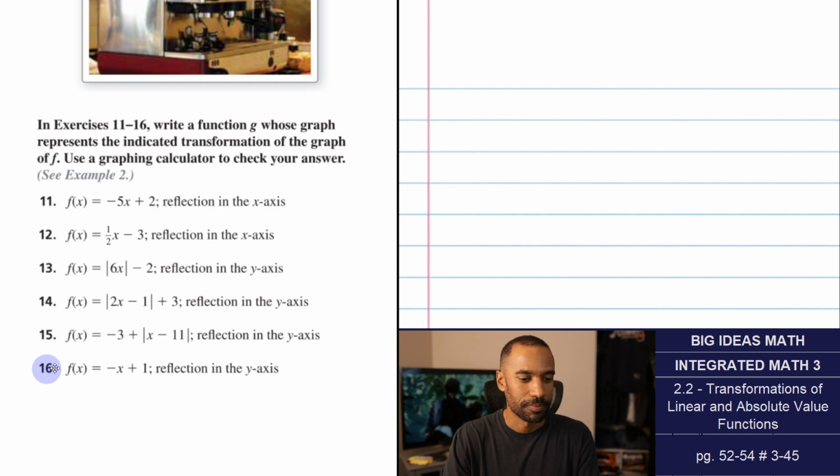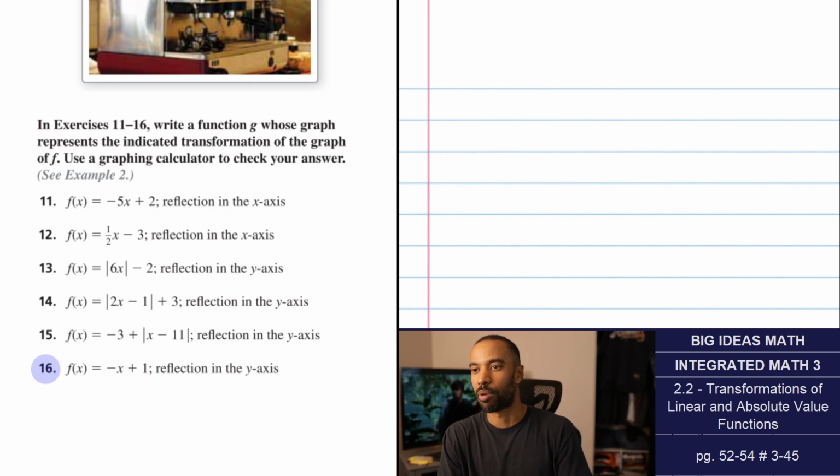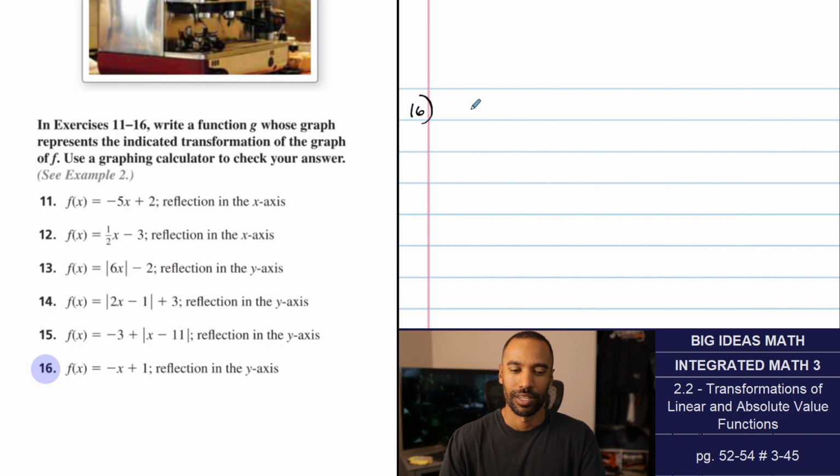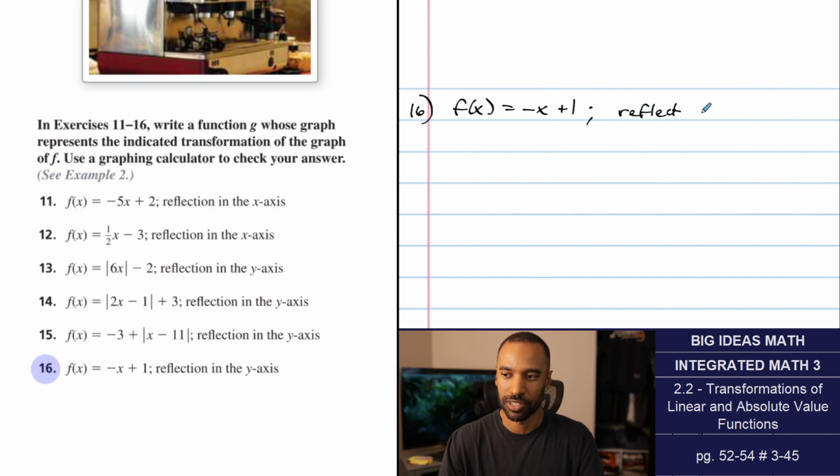Number 16. Probably not one of the videos where you're like, come on, move forward. f of x equals negative x plus 1. Kind of seems like a basic problem in comparison. Reflect across the y-axis.